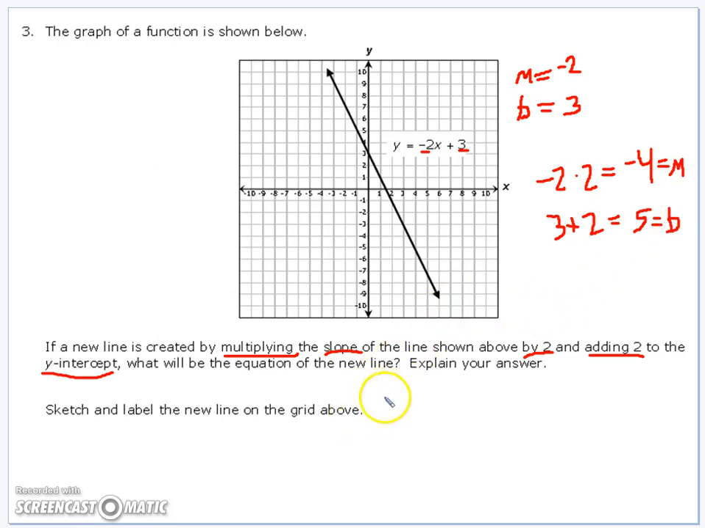Okay, so we're ready to write our new equation. y equals our slope of negative 4 times x plus our new y-intercept of 5.